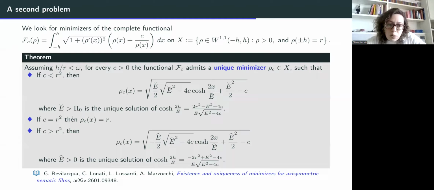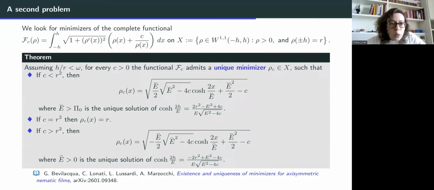And this E is the unique solution of this that is greater than pi 0. If C is equal to R squared, then the unique minimizer is the straight segment at R, so the revolution surface is a cylinder. And on the other side, if C is greater than R squared, then we have this explicit form. You can see that it is quite analogous to this. In this case, E is the unique solution of this equation that is positive. And all these results are in this paper that is a preprint since January.